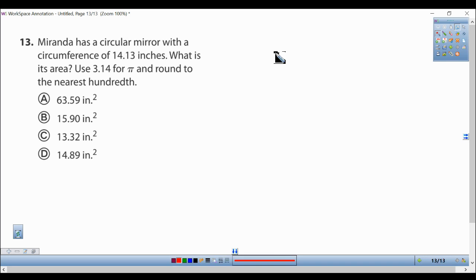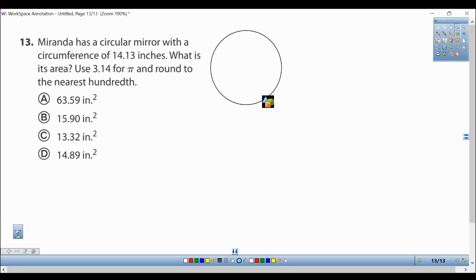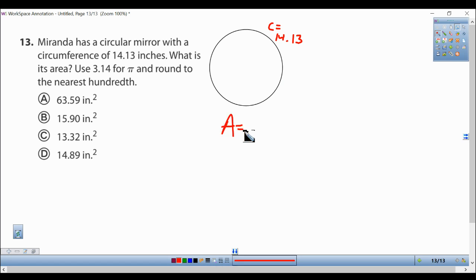So we have a circular mirror. Let me try to draw a quick circle here. We have a circular mirror like so, and it says it has a circumference of 14.13. So the circumference is 14.13. That is C. It says, what is the area? So we want to find out the area.